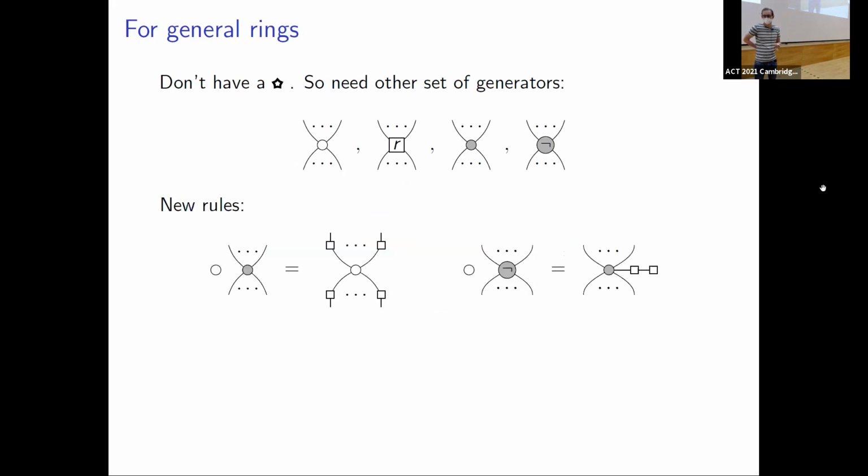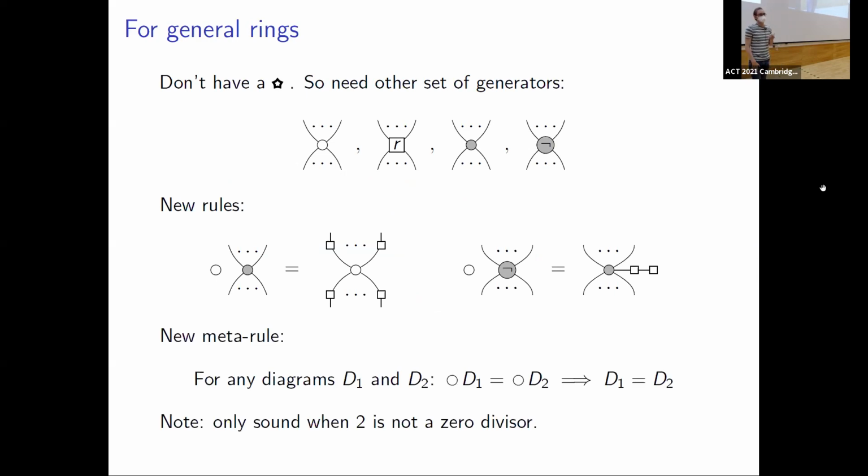Okay. And then the definitions of the gray spiders we had before now become axioms, but they become scaled up. So instead of having a normalization of a half on one side, you put a normalization of 2 on the other side. So we add these 2 new rules. And we need a new meta rule.